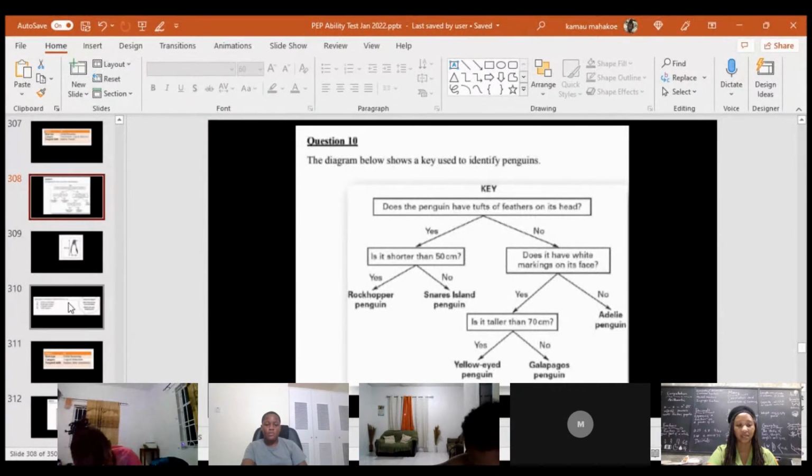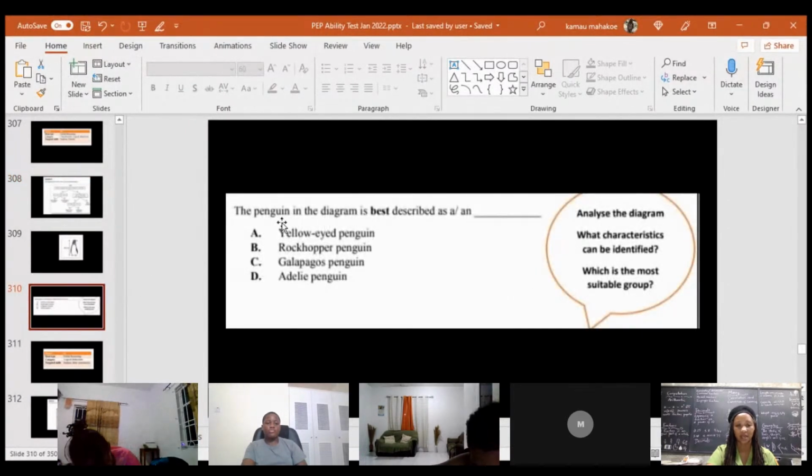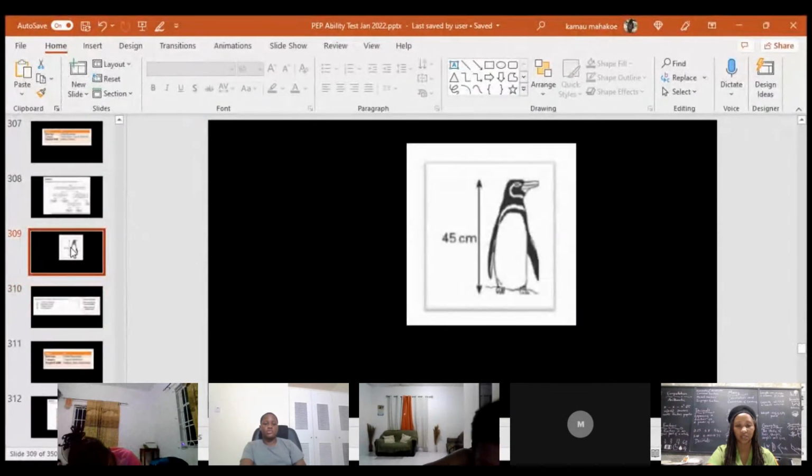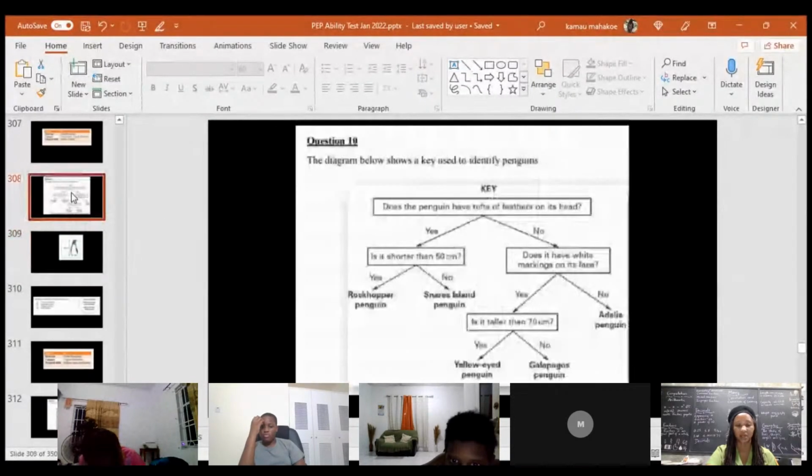So the question is the penguin in the diagram. This one, look at the features. It says 45 centimeters. It has white markings. Look at it and see which of these it would be. Miss, is it the Galapagos penguin?